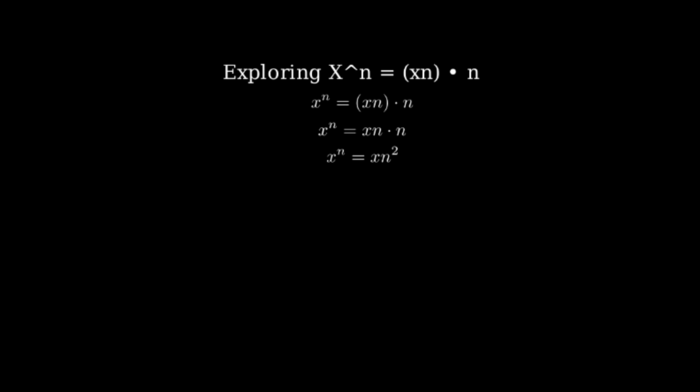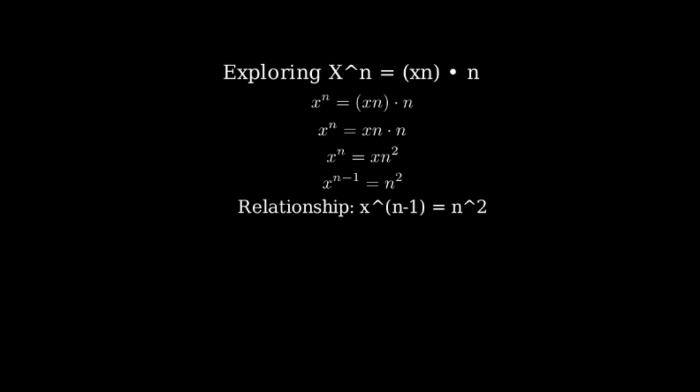Now, to solve this equation, we need to consider the case where x is not equal to 0. If x is not 0, we can divide both sides by x. This equation shows the relationship between x and n. For the original equation to be true, x and n must satisfy this relationship: x raised to the power of n minus 1 equals n squared.